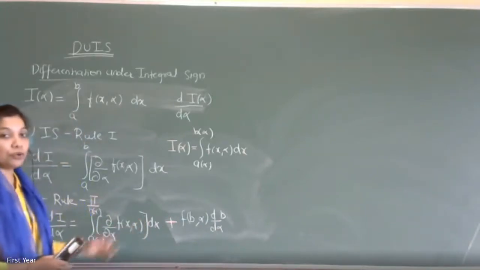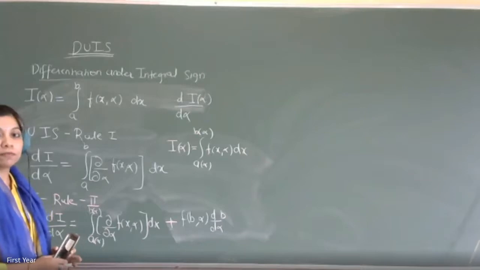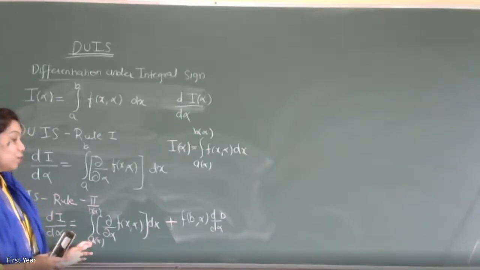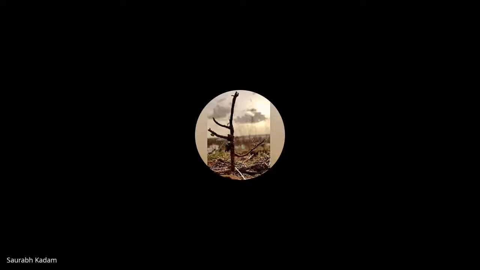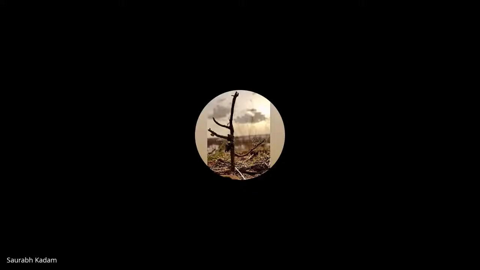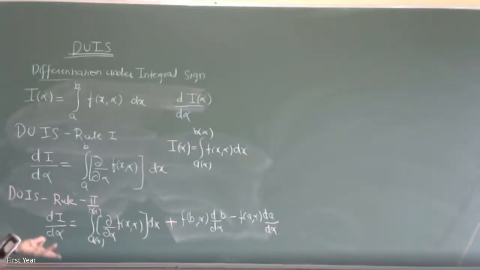If you have understood this, tell me what will be the lower limit? What will be the contribution of the lower limit? Minus f of a(alpha), very good, into da by d alpha, very good. That's the answer. Is this clear?